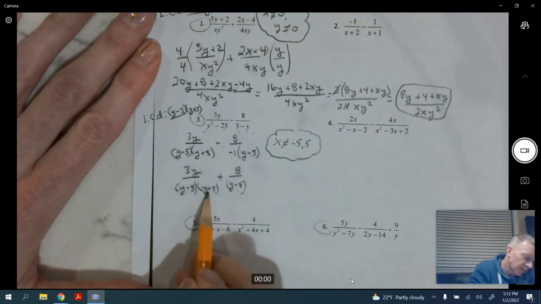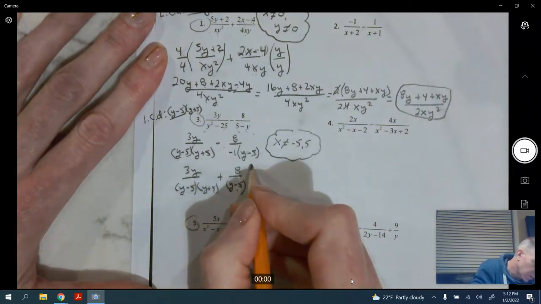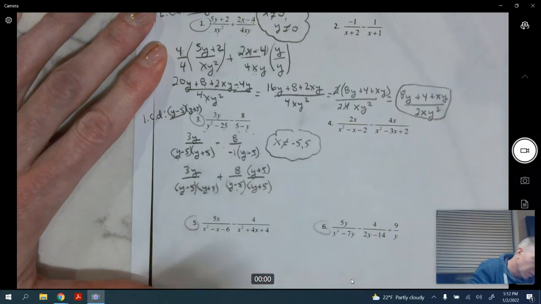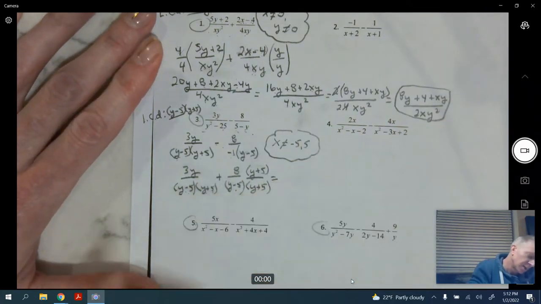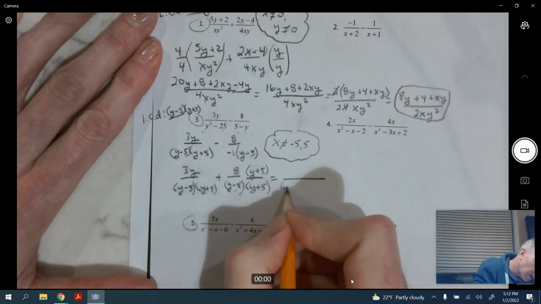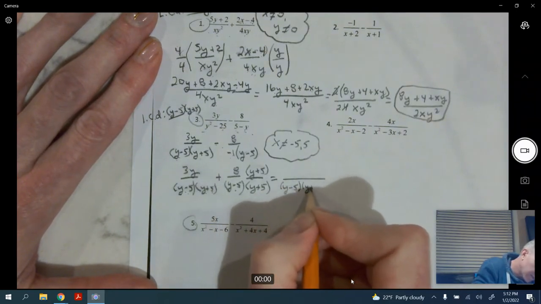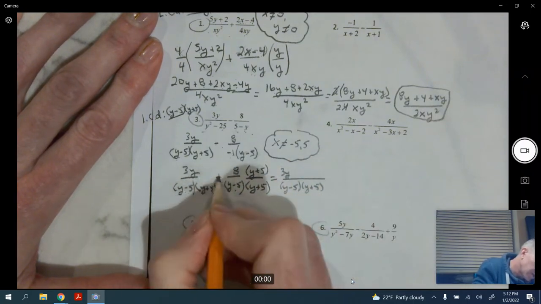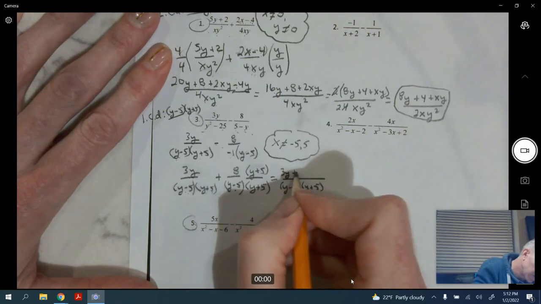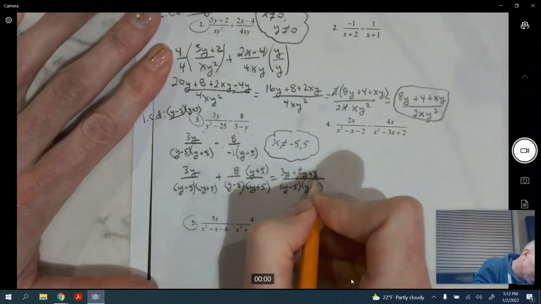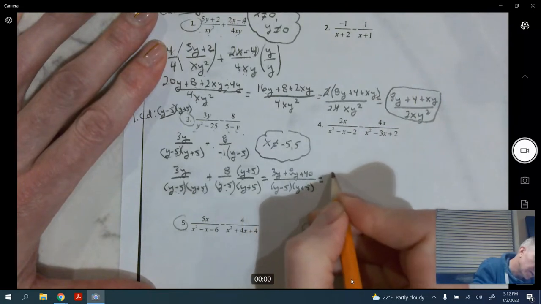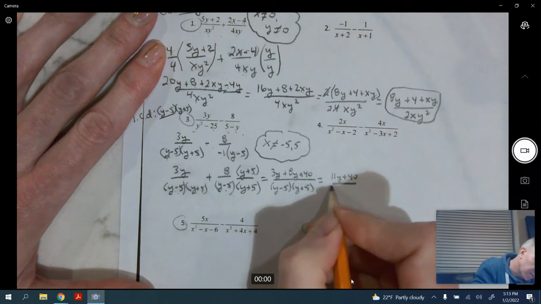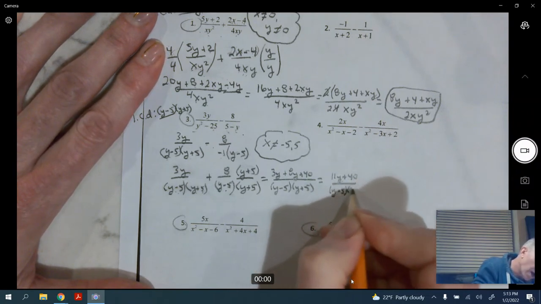Okay, so to get common denominators, this one's going to need a y plus 5, so we'll multiply by y plus 5 over y plus 5. Remember, that's our clever form of 1. Now our denominator is y minus 5, y plus 5, and then we've got 3y plus 8y plus 40, which gives us 11y plus 40, which does not factor any further, and then y minus 5, y plus 5.